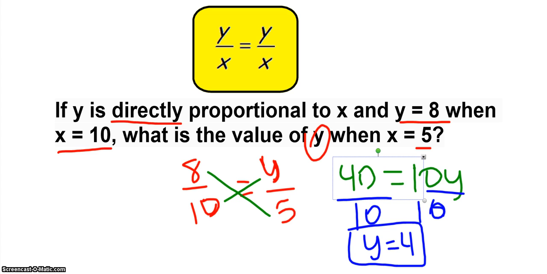In other words, with it being directly proportional, the value of y when x equals 5 is 4. If you have any questions on that one, stop the video, pause it, and rework the problem.